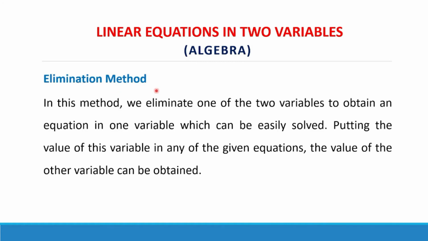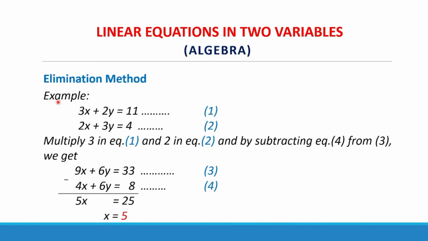For the elimination method, we eliminate one of the two variables to obtain an equation in one variable, which can be easily solved. Putting the value of this variable in any of the given equations, the value of the other variable can be obtained. Example: 3x + 2y = 11, equation 1. 2x + 3y = 4, equation 2. Multiply 3 in equation 1 and 2 in equation 2.